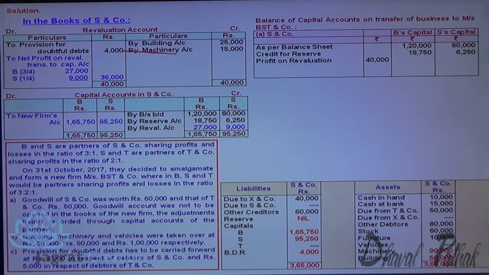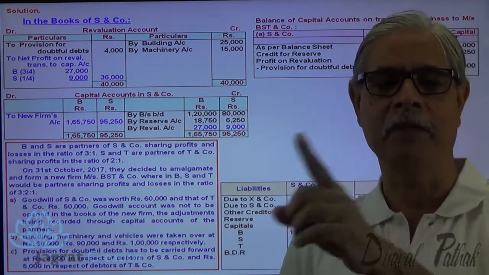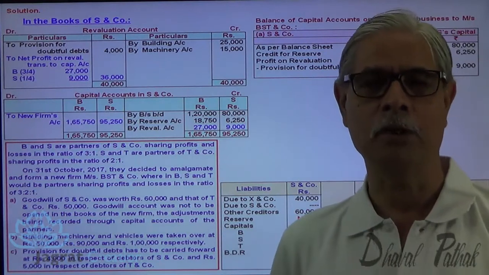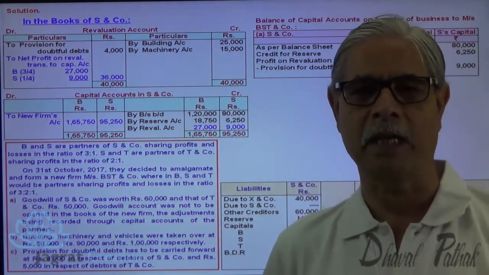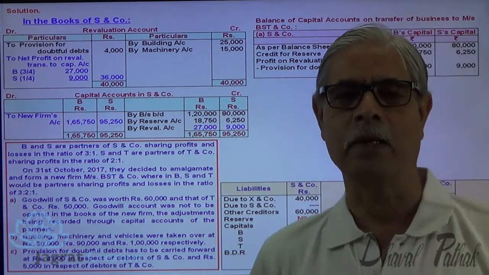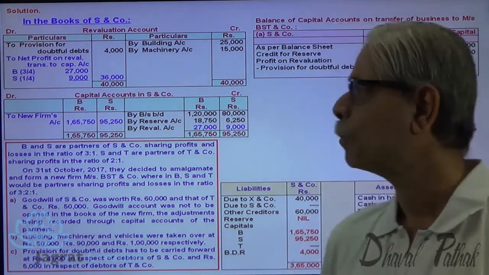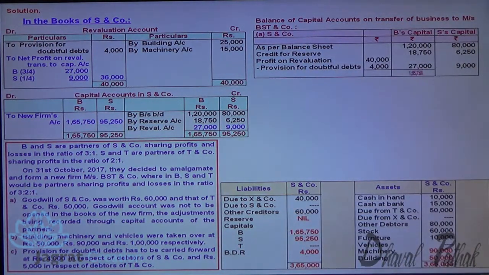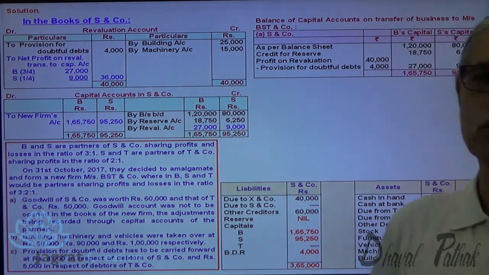Revaluation profit 40,000 minus bad debt reserve. This revaluation profit is also required to be distributed amongst partners, 27,000 and 9,000. Suppose that if any asset is not taken, that is given to the partners, that is also to be recorded here. If a liability is not taken by the new firm, it is also required to be distributed amongst the capital accounts of the partners, and that is also to be recorded in this working note. After that, you are required to find out the capital balance. So here the capital balance is found to be 1,65,000 and 95,250.